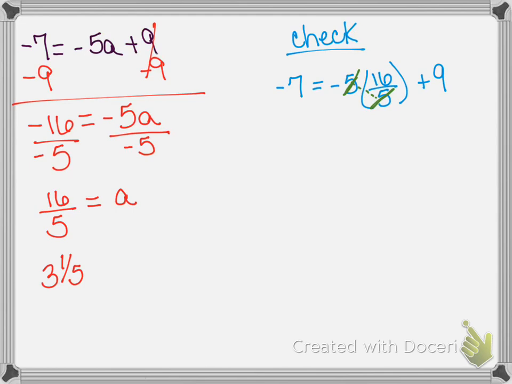The danger is losing that negative right there. When you cross out those 5s, you've still got a negative that you've got to deal with. So we're going to have negative 7 equals negative 16 plus 9. Don't lose the negative. Negative 16 plus negative 9 is negative 7.